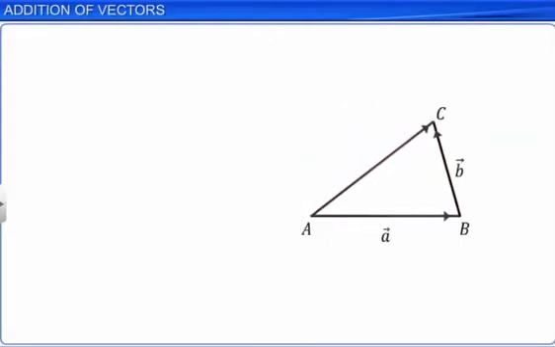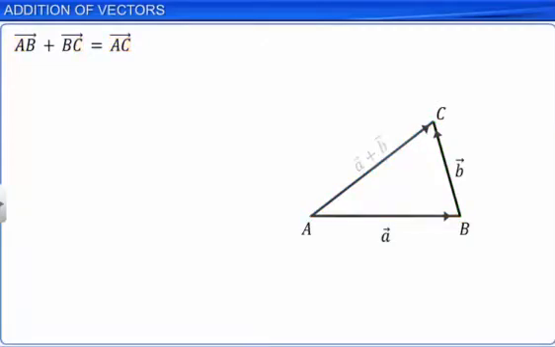Now, by the triangle law of vector addition, vector AC represents the sum of vector AB and vector BC. Observe that the terminal point of vector AB and initial point of vector BC are the same. Upon adding vectors AB and BC, the resultant vector is AC, whose initial point is A and terminal point is C.